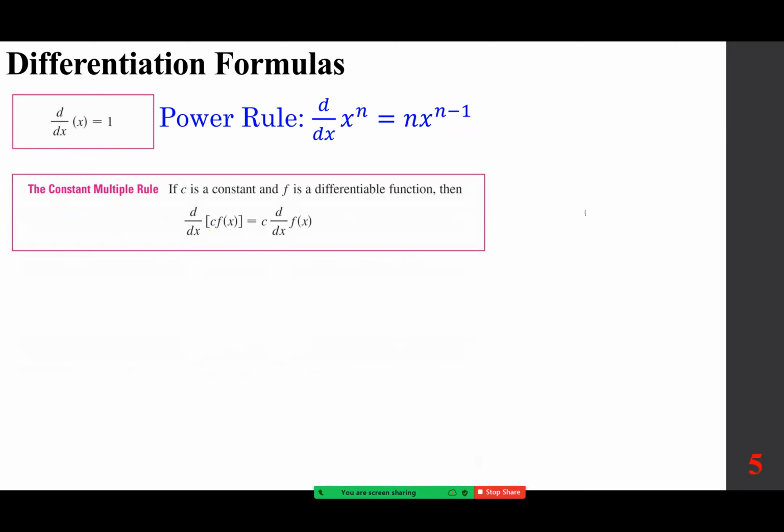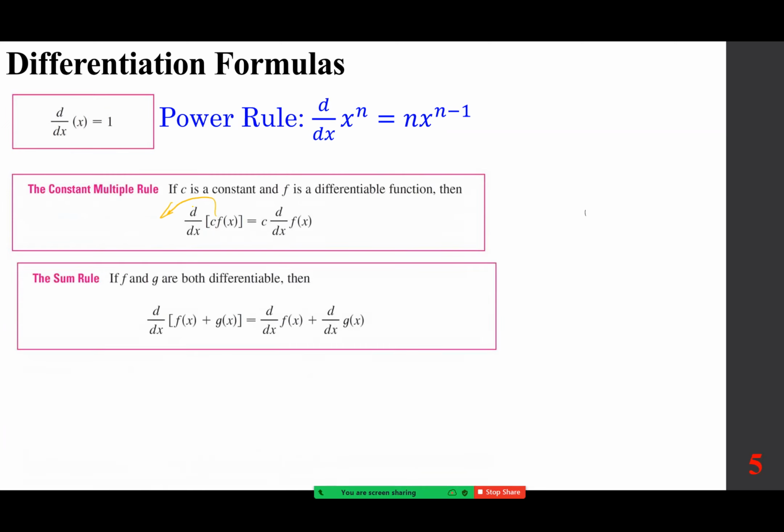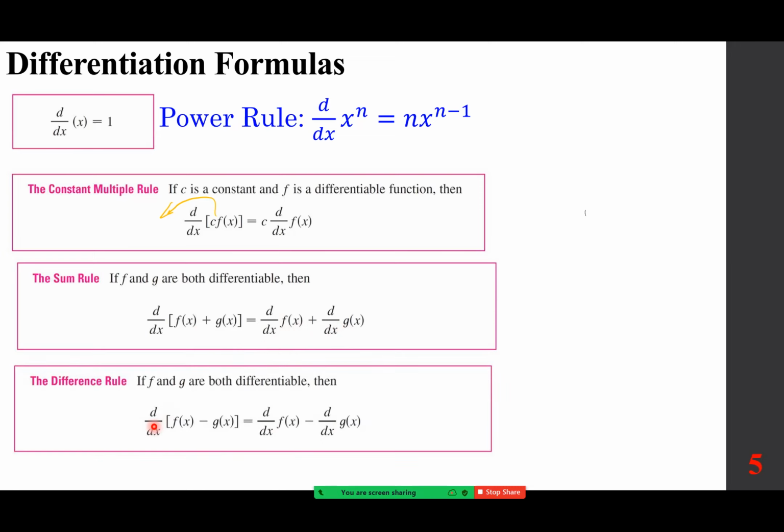The constant multiple: you can take the constant out. The derivative of the sum is the sum of the derivatives, cut them into 2 pieces. The derivative of the difference is the difference of the derivatives, cut them into 2 pieces.